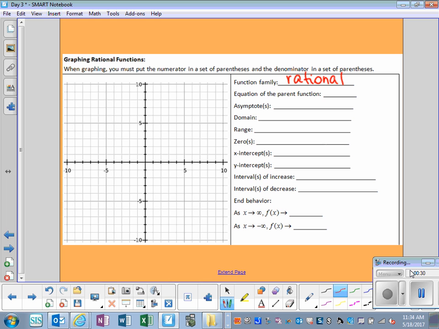Function family is rational. What is the parent function for rational function? What is the simplest rational function? What is the definition of rational function? When we have x in the denominator, rational always means fraction, right? So we want the x in the denominator. So 1 over x is the simplest one.